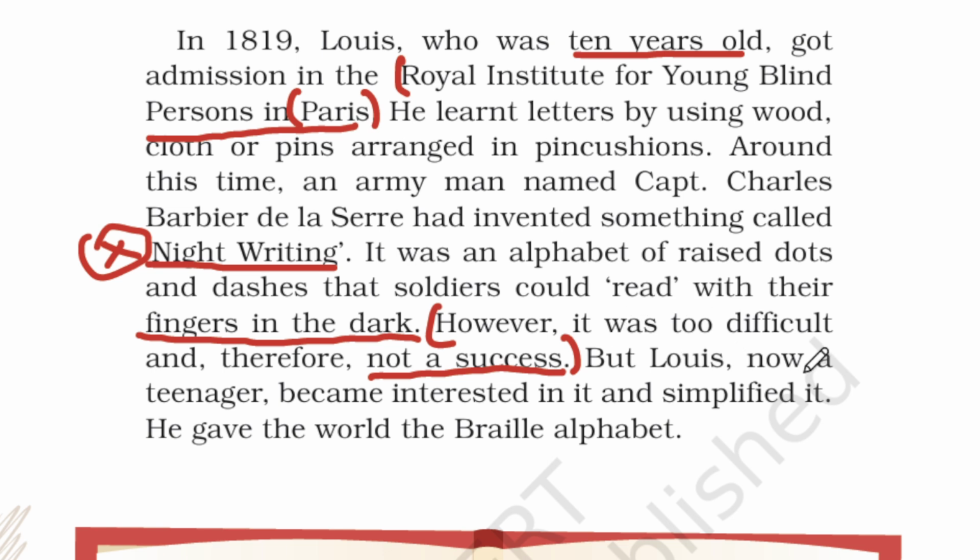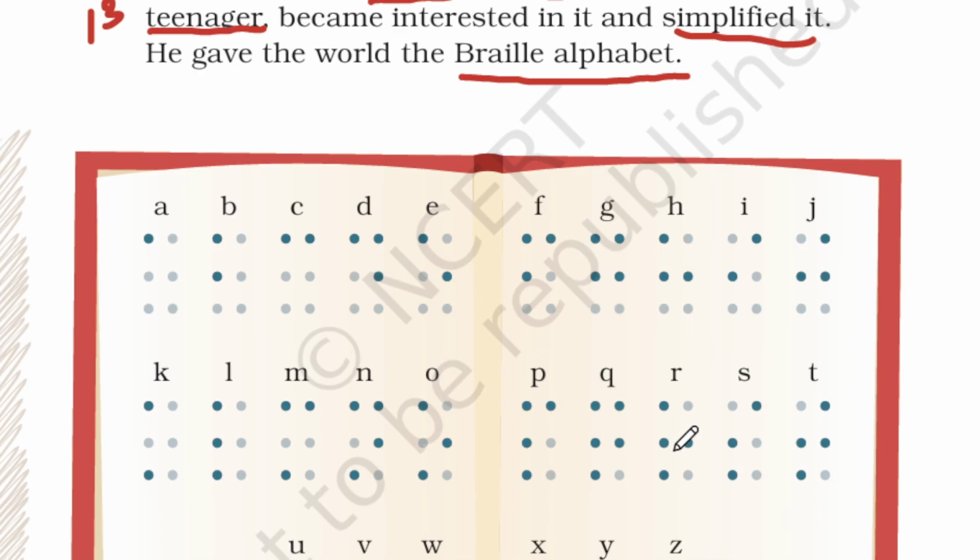But Louis, now a teenager, so now what happened? Louis is a teenager, maybe around 13 or 13 plus now, became interested in simplifying it. So what happened? Now he is simplifying it. He gave the world the Braille alphabet. Okay, now he created a Braille alphabet.